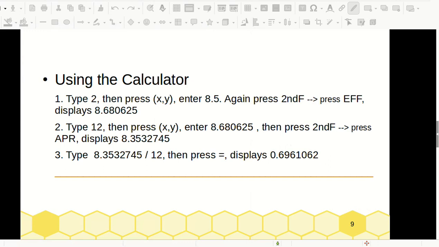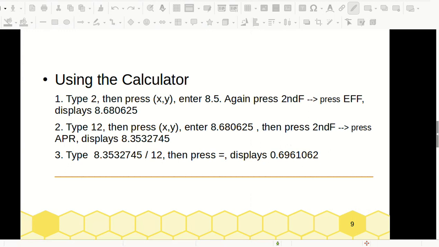8.3533 is displayed, which is the APR. Dividing that value by 12 will give us our mortgage interest factor, which we can use as our I/Y value in step 2. Therefore, 8.3533 divided by 12 equals 0.6961.